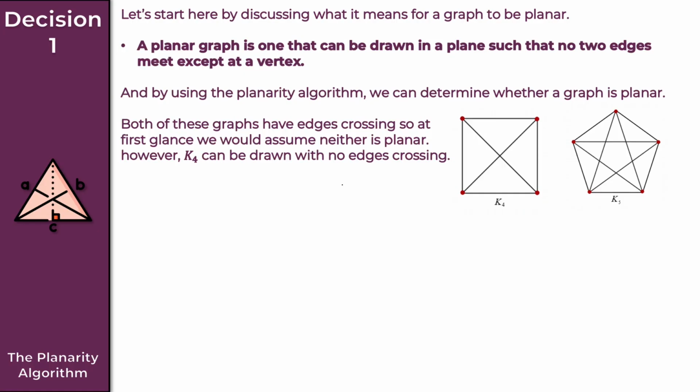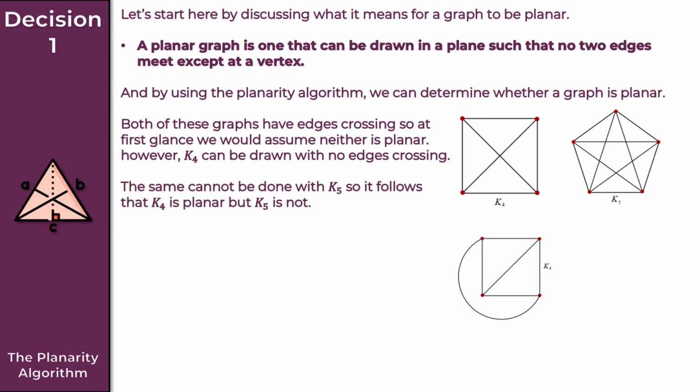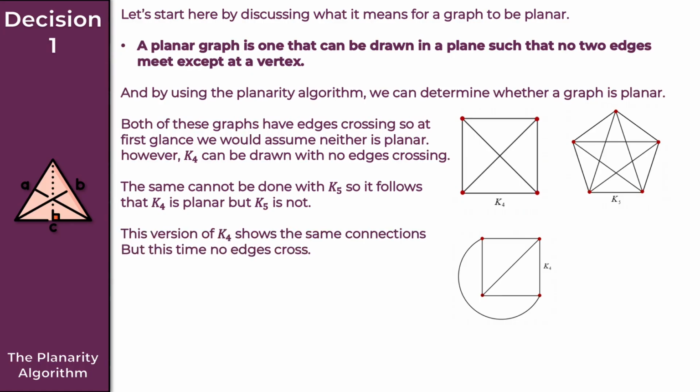So K4 can be drawn with no edges crossing. And if we were to do that, it would look something like this. The same cannot be done with K5, so it follows that K4 is planar, but K5 is not planar. This version of K4 shows the same connections, but this time no edges cross. So let's take a formal look now at the planarity algorithm.